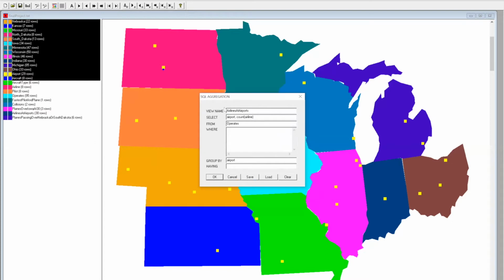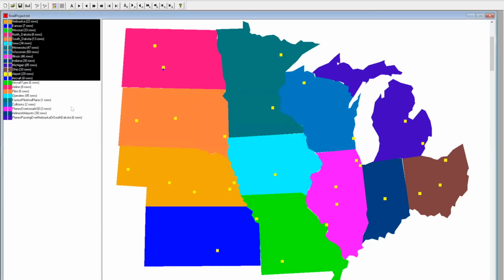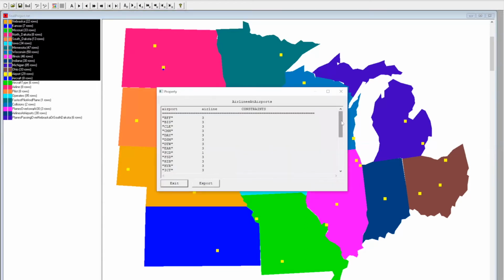And then for our other 2 queries, we have an aggregation. And this is going to be how many different airlines operate at each airport. And so if we look at the results of this one, you can see that most of the airports listed here have 3 airlines operating out of them. Some do have 1, some have 4, and then O'Hare has 8 right here.